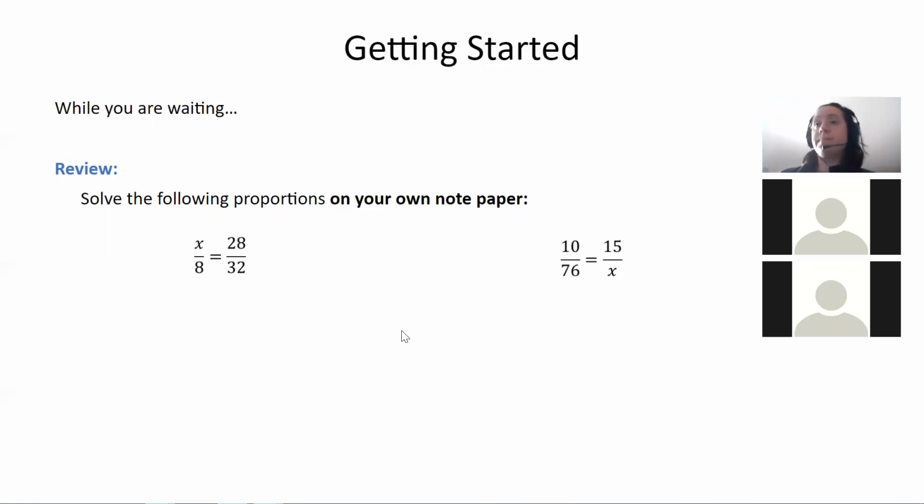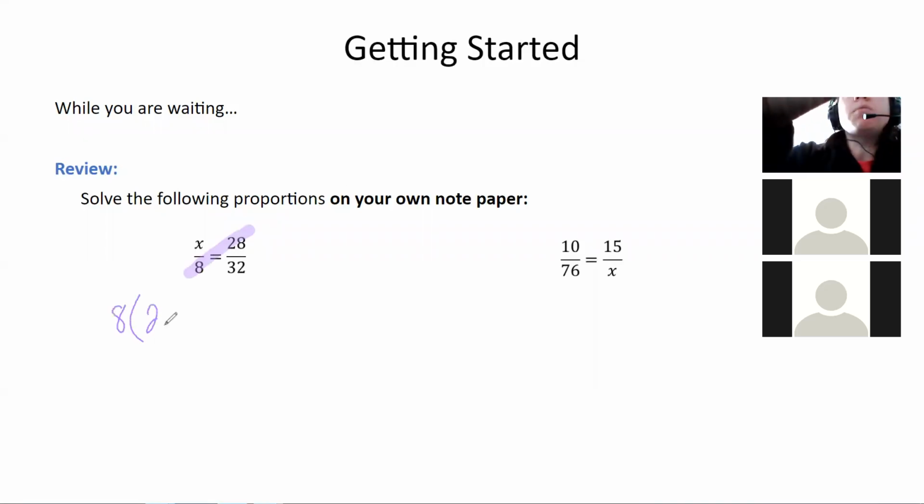Cross multiplying? Yeah, very good. You got it. We are totally going to cross multiply. So what we do is whatever numbers are across from each other, that's what we're going to multiply. And then you just divide by what's left over. So 8 and 28, we're going to multiply that. So 8 times 28.